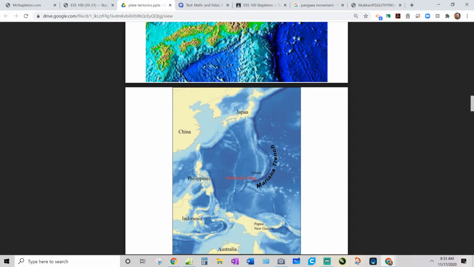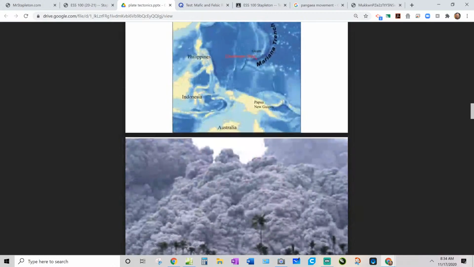Now there's another famous trench down here. You can see the Japan Trench up toward the top in the Sea of Japan, but the Mariana Trench, that's the deepest part of the ocean. Several expeditions have been made to the deepest part of the ocean. That's deeper than Mount Everest is tall, that trench.